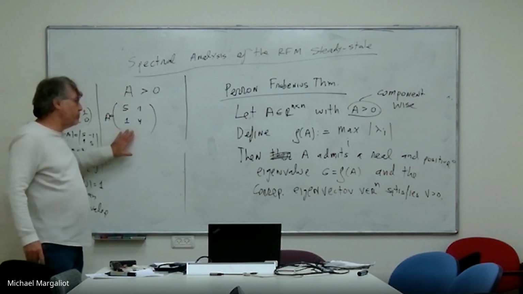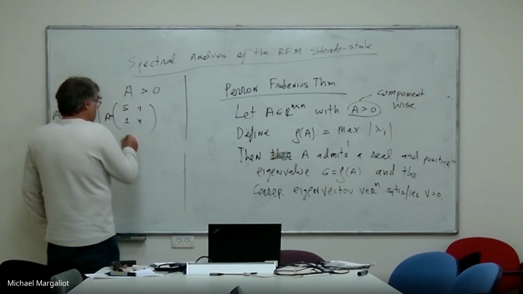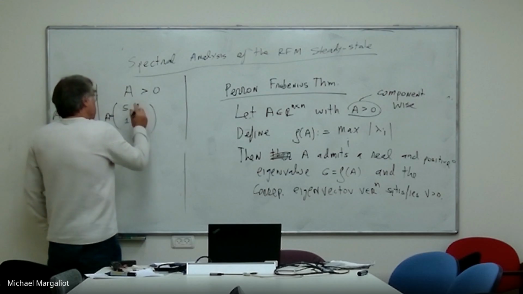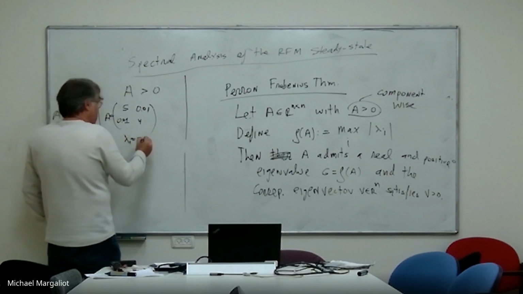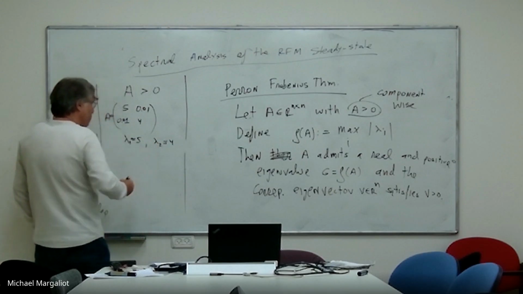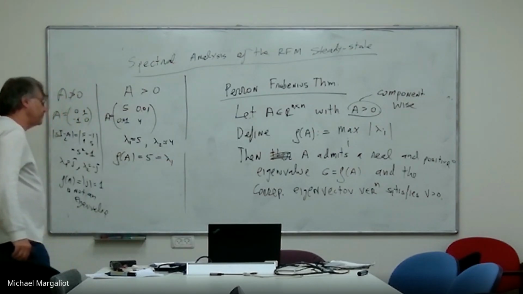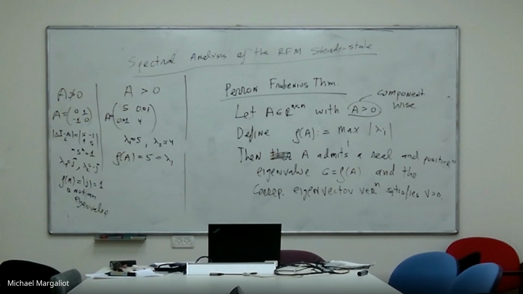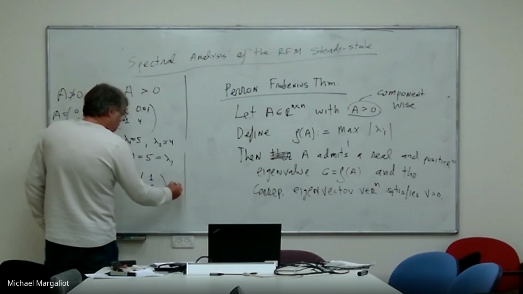But here, if you calculate the eigenvalues, I didn't make the calculation, but let's say that this is very small, then the eigenvalues are probably something very close to 5 and something very close to 4. And then rho A is 5, and this is exactly lambda 1. And if you calculate the eigenvector, you will see that the eigenvector has strictly positive entries. So the eigenvector will be something like 1, epsilon, with epsilon positive.